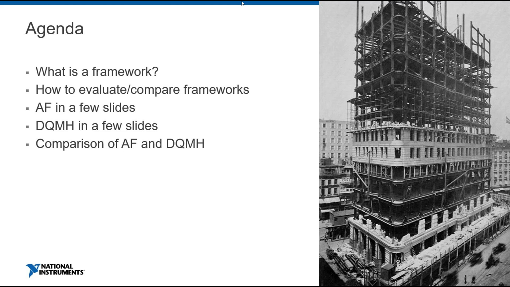So AF, if you don't know, is the Actor Framework. And DQMH is the DQMH Queued Message Handler. Out of all the frameworks that are out there, those are two of the most popular ones. And then we'll take those two after we've gotten a really brief overview, and they're really hard to go over in just a few slides. Then we'll look at how they fit into the different categories of things that we should think about. Any questions?